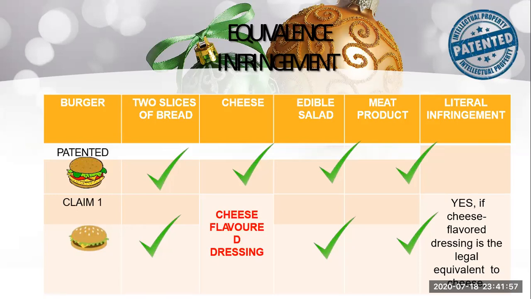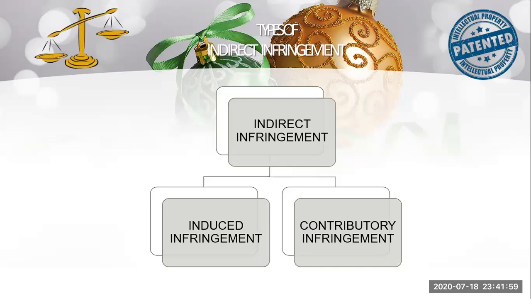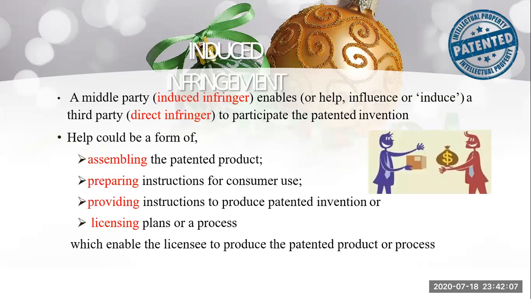Now we are going to read about indirect infringement. We can also divide it in two parts. One is induced, another is contributory. So what is the variation? Let's check. In case of induced infringement, as already mentioned, it is indirect. Okay. So in case of induced infringement, what happened?